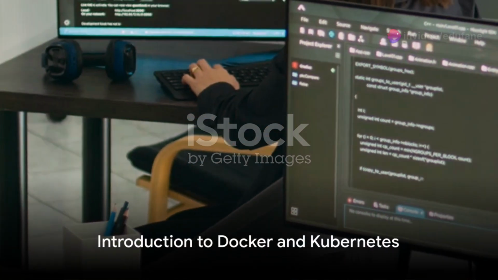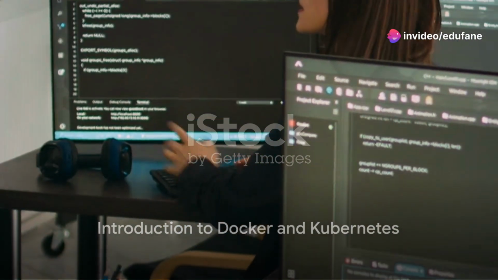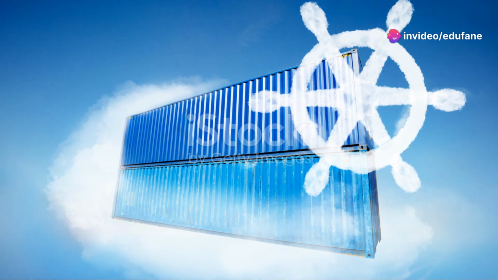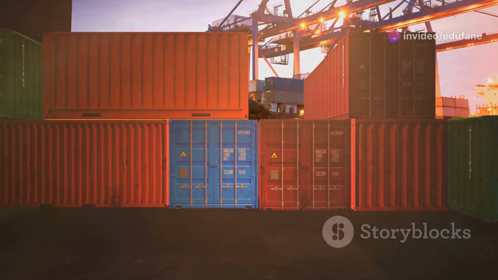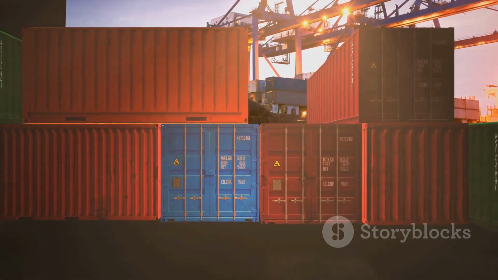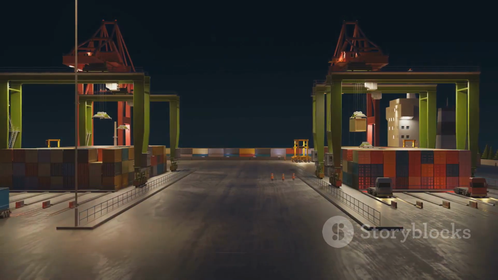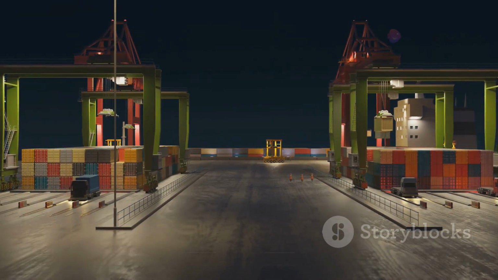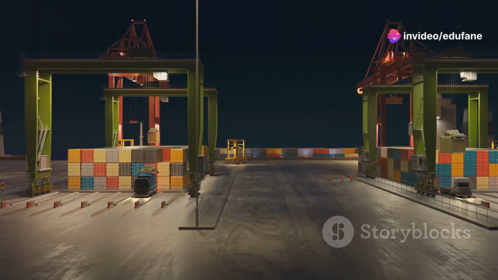Ever wondered what the difference is between Docker and Kubernetes? These two technologies stand at the forefront of containerization, but serve very distinct roles within the tech ecosystem. Today, we dive into the core functionalities, advantages, and contrasting use cases of each.